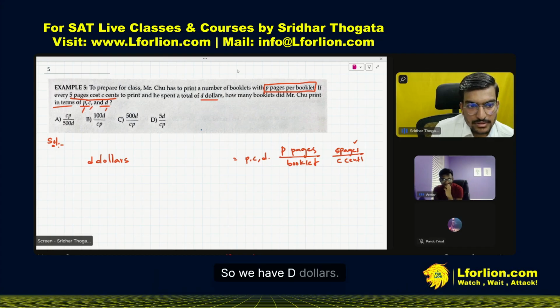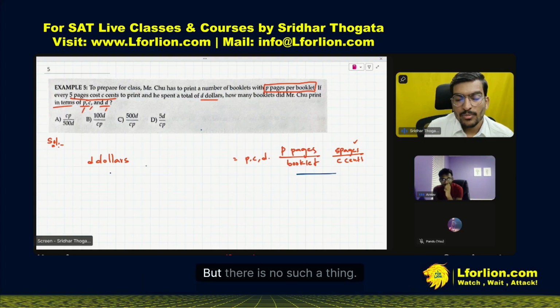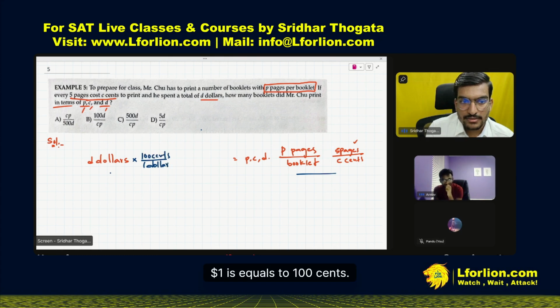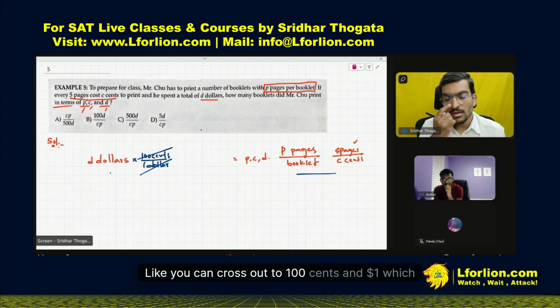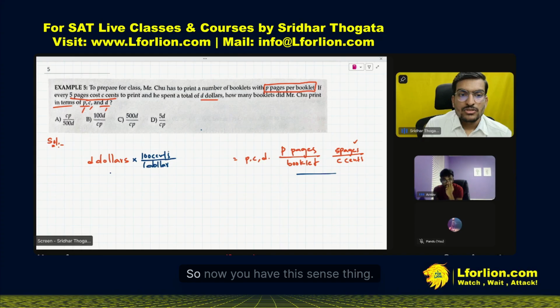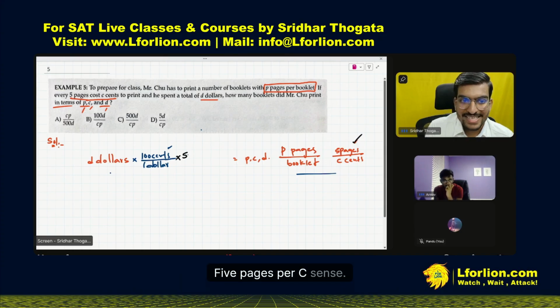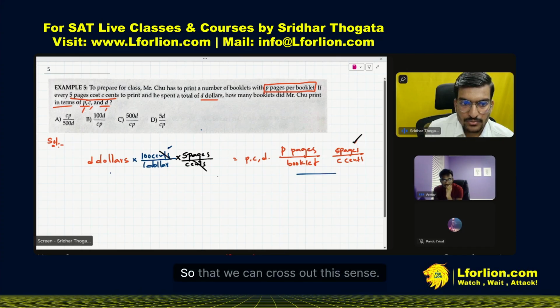So we have D dollars. How can we use this information to cross out dollars? There is no such thing, so it's a basic thing that we are going to use. $1 is equal to 100 cents. You can cross out these dollars, and 100 cents over $1 is still 1. If you multiply by 1, you get the same thing again. So now you have this cents. What we do now is use this information: 5 pages per C cents. Why? So that we can cross out this cents. Now you end up with pages.